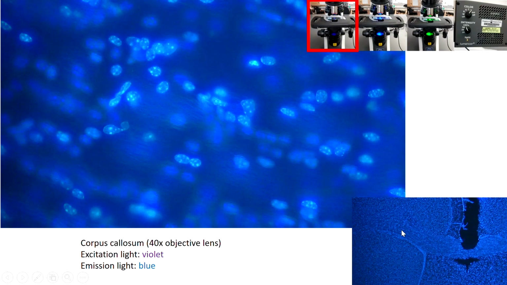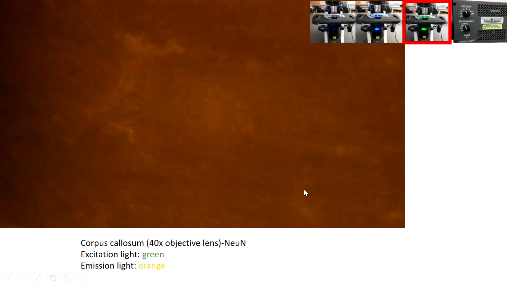You remember what is in the corpus callosum? That's majorly the axons, the fibers, right? There is no neuron soma. So we are staining a neuronal protein, and particularly this protein stays in the soma of the neuron. So you don't have any soma in the corpus callosum, right? So that's why you don't have any staining here.